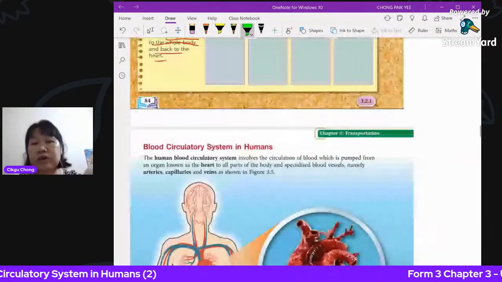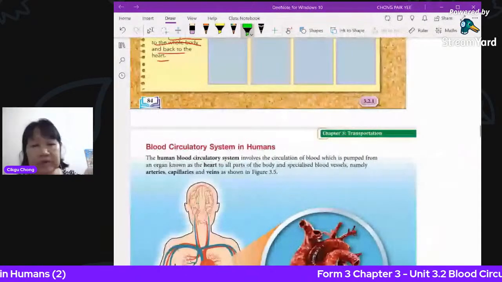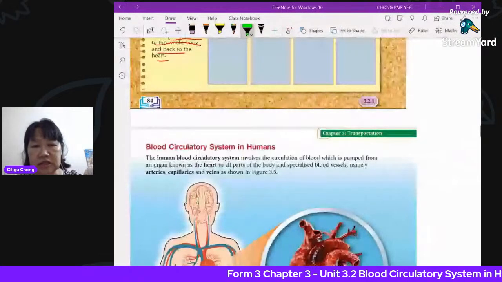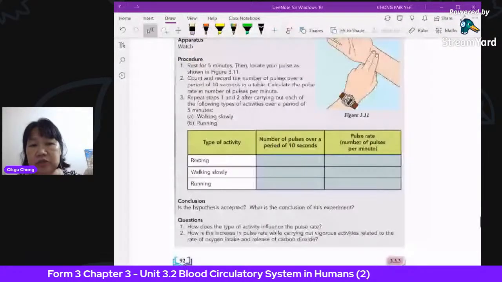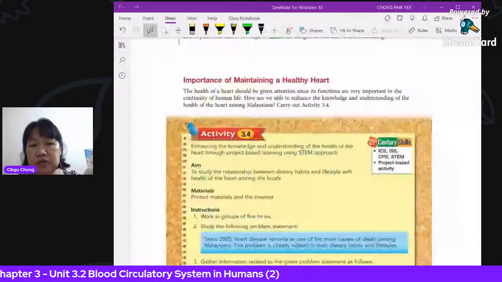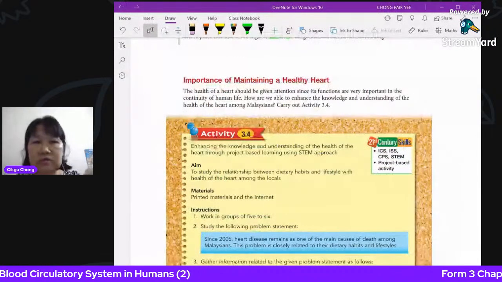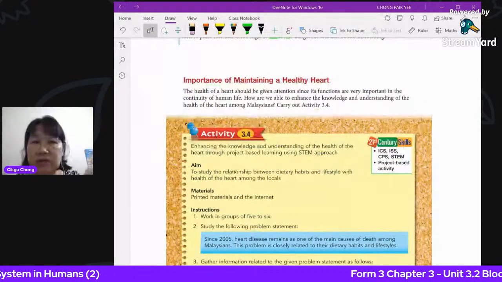I didn't have time. Actually, I should have done this one, the activity. I will explain to you how we're going to do it. We're going to do the activity in school, and also why it is important to maintain a healthy heart. You're going to let me know how to maintain a healthy heart. The answer should come from you.